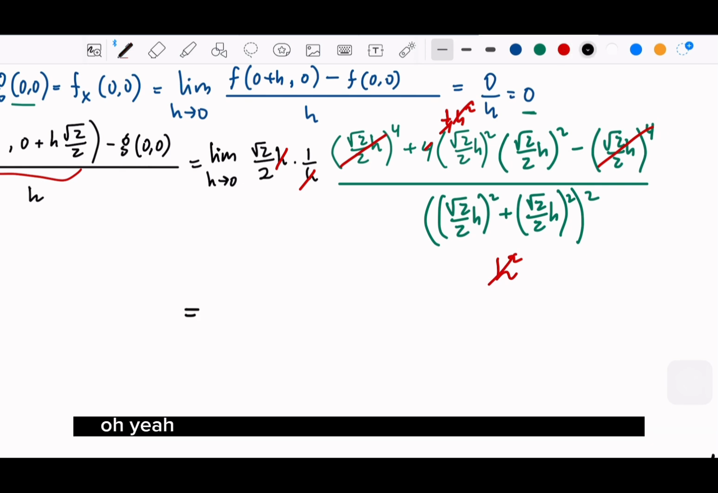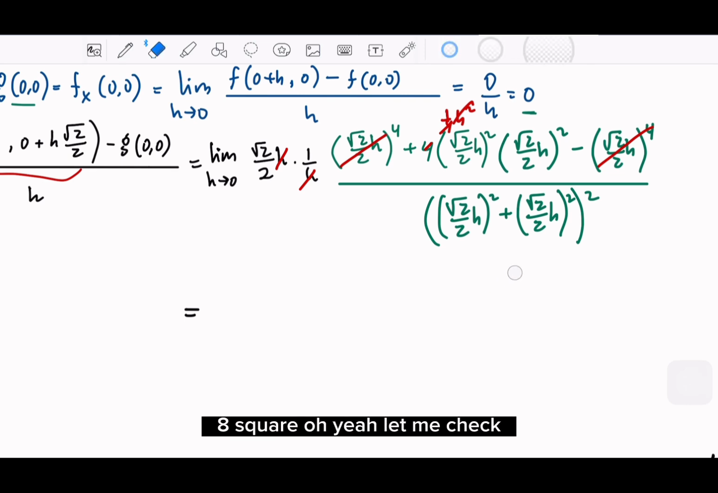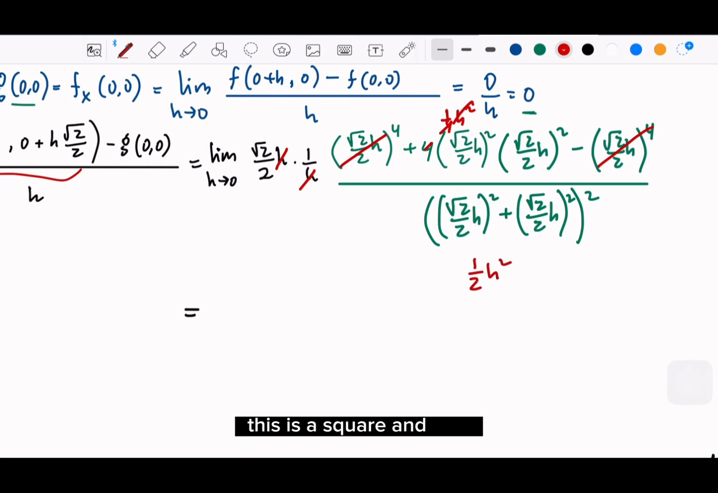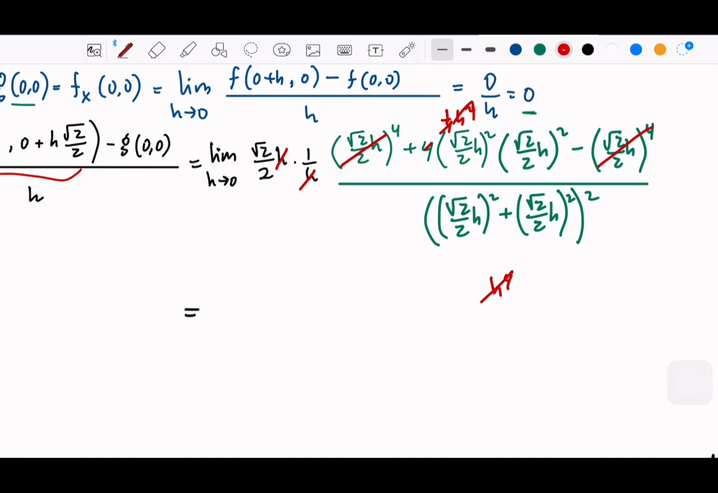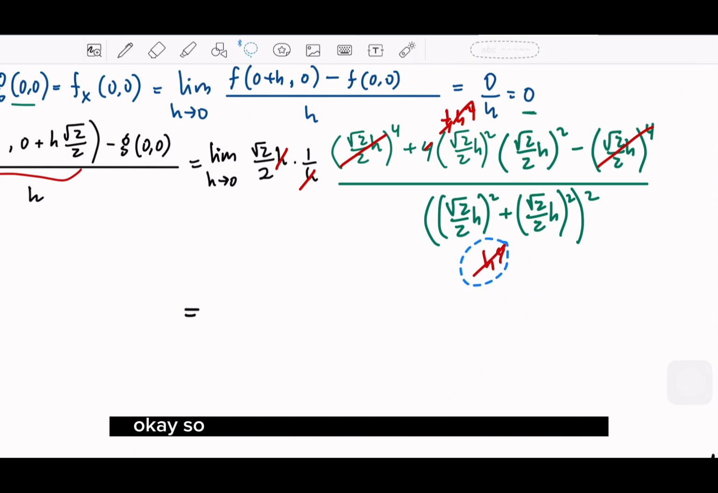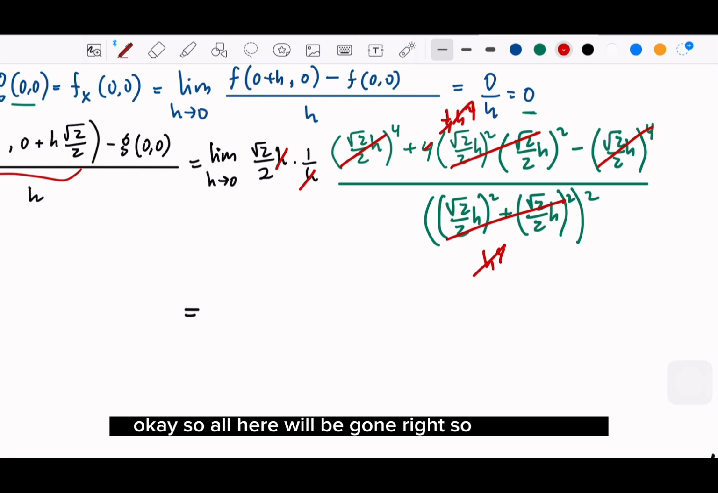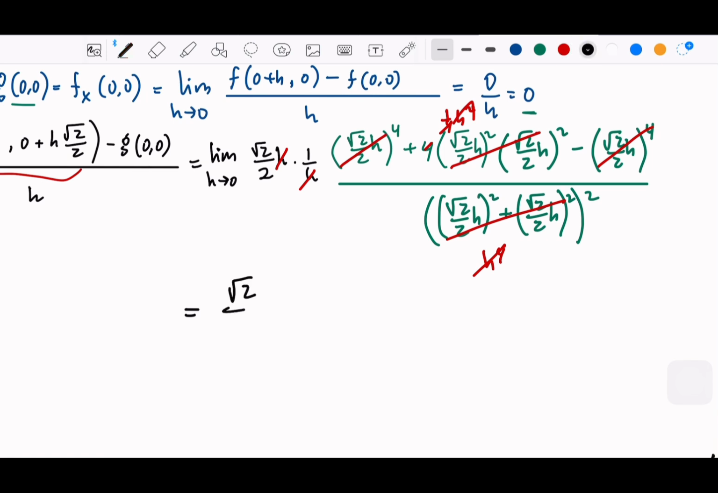H squared, oh yeah. Wait. Let me check. H squared, oh yeah. Let me check. Squared is 2 over 4 h. So okay, this is h squared and plus. It's h squared, h to the 4, yeah, correct, h to the 4. So this will be also h to the 4, right? Because squared, yeah, same conclusion, okay? Yeah, but that's more correct. Okay, so all here will be gone, right? So the result is sure.